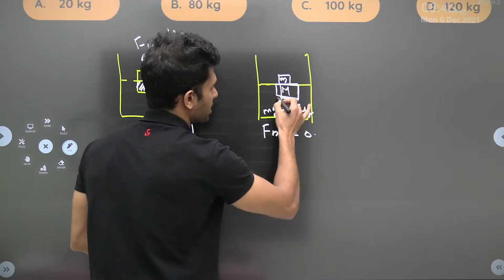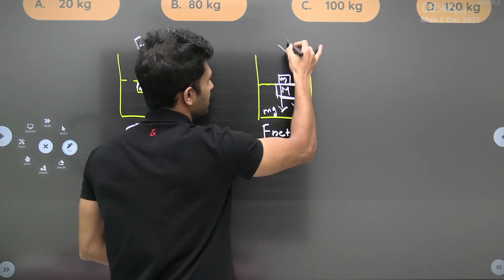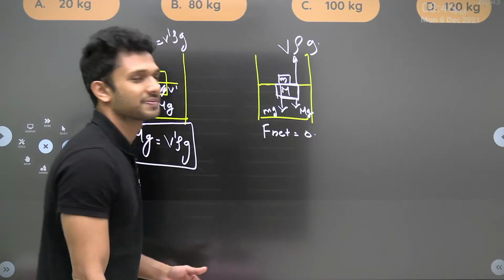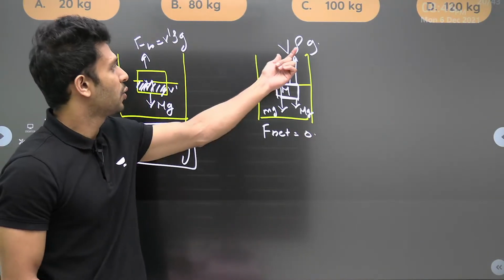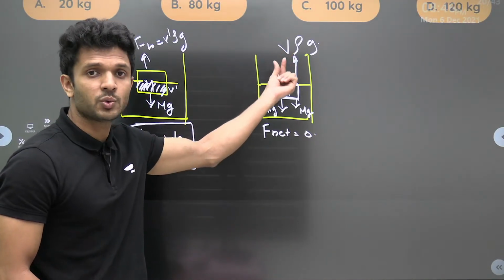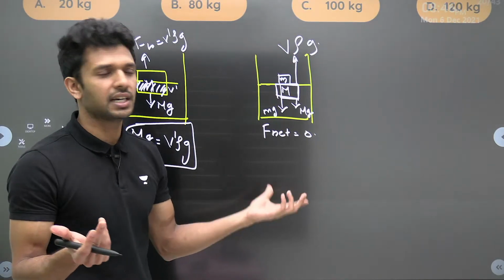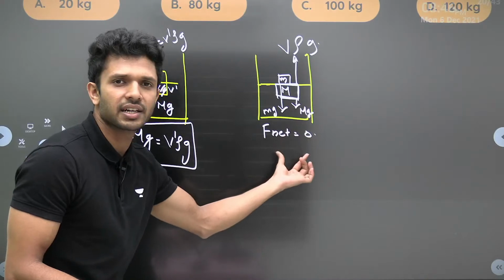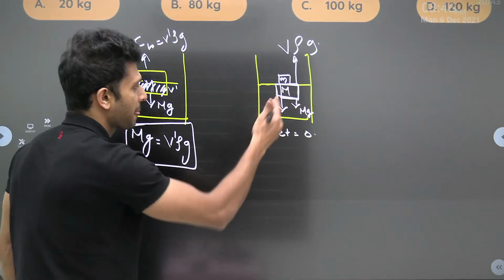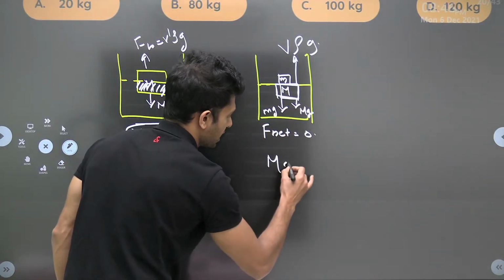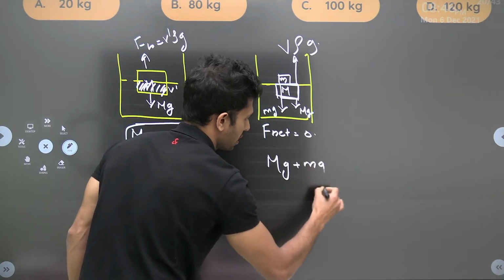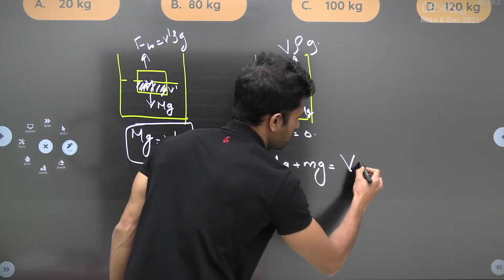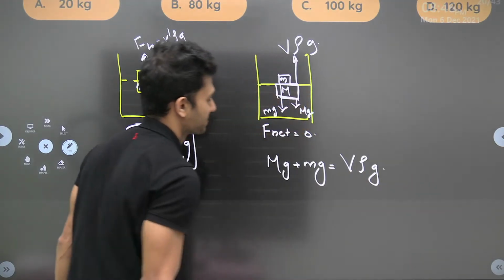This body is completely inside water. Let's say its volume is V, and the density of the liquid is rho g. So the only upward force acting on the body is V rho g. Equate the downward force to the upward force, because net force is 0. What is the downward force? Capital Mg plus small mg is equal to the upward force acting on the body, V rho g.